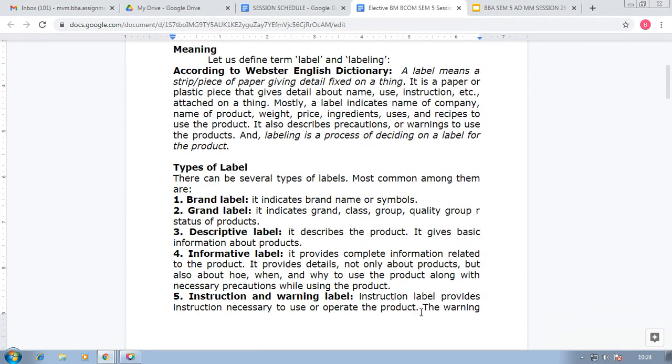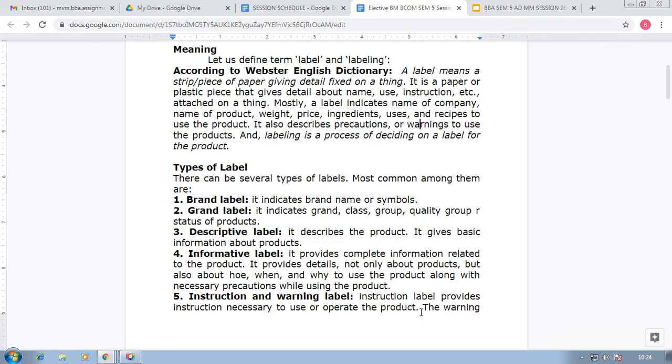Now students, there are different types of label, because the labeling process is not only done for the customers, it is also done for retailers, dealers and middlemen too, because the label also highlights certain information to retailers, dealers and other departments. So labels have various types.